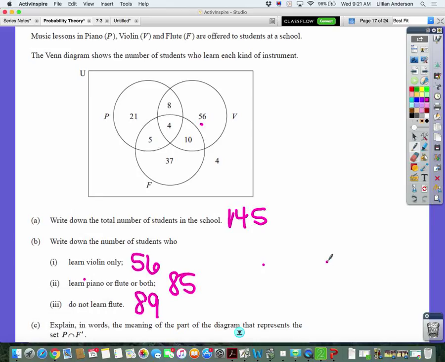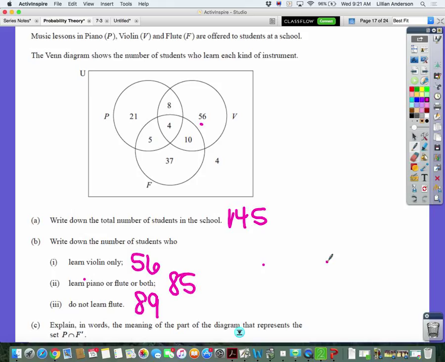Okay, now for the last part, it says explain in words the meaning of the part of the diagram that represents P intersection of F complement, okay? Well, P represents the piano. F complement would be that did not learn the flute or did not play the flute, and so the intersection would be the number of students who play the piano and do not play the flute.